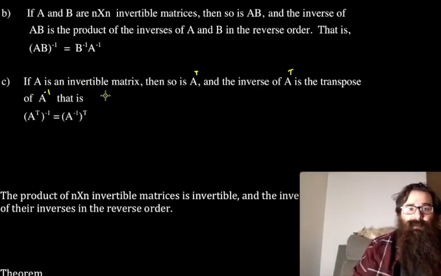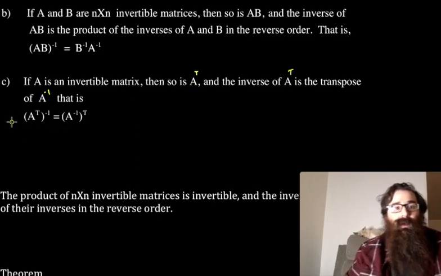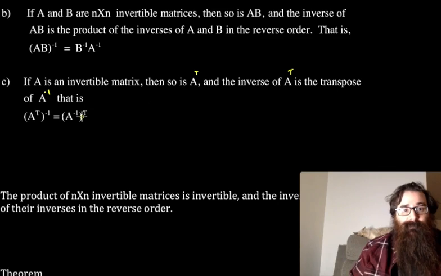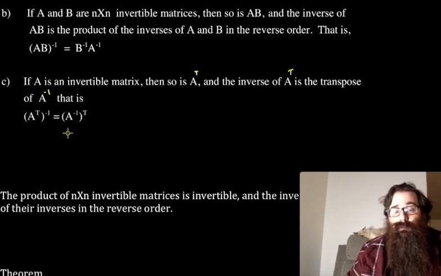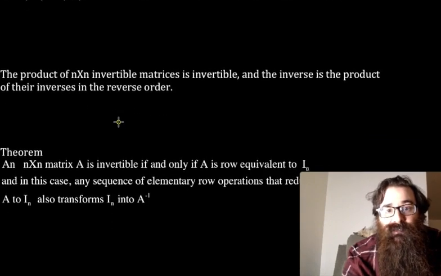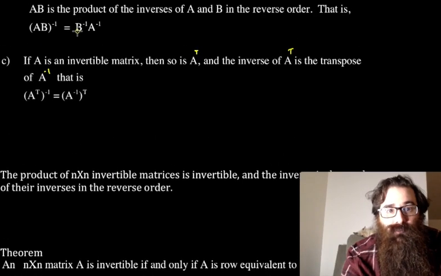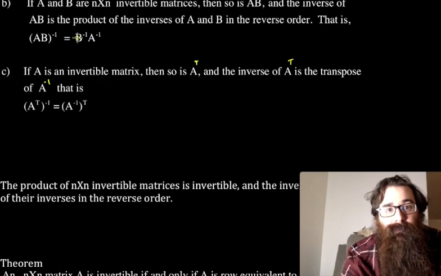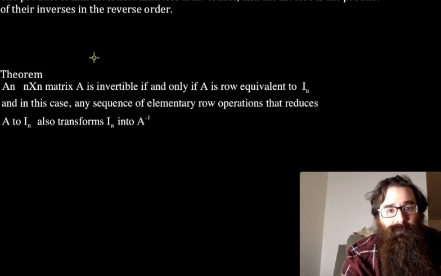So let's see what we're saying here. I think I got all the things fixed. I'll fill in the rest. If A is an invertible matrix, then A inverse is an invertible matrix. So then A transpose is also invertible, and the inverse of A transpose is the transpose of A inverse. So I think that's what we're trying to say here, that A transpose's inverse is the same as A inverse's transpose. So a nice property there. The product of n by n invertible matrices is invertible, and the inverse is the product of their inverses in reverse order. And this is what we said here for this second statement. Just want to have an extra disclaimer there.